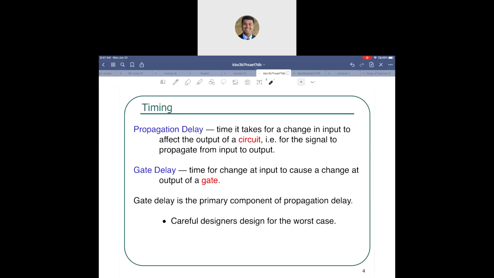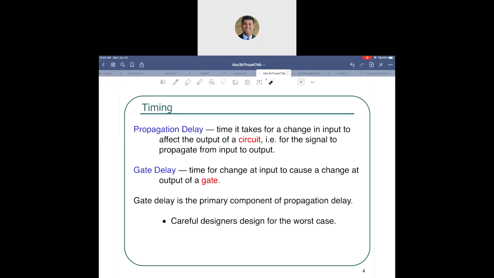Other contributors could be wires, and if you want to keep the propagation delay to a minimum, then you have smaller gate delays and smaller wire delays by keeping components close to each other. And the digital designers who design PCBs, they design for the worst case delay.